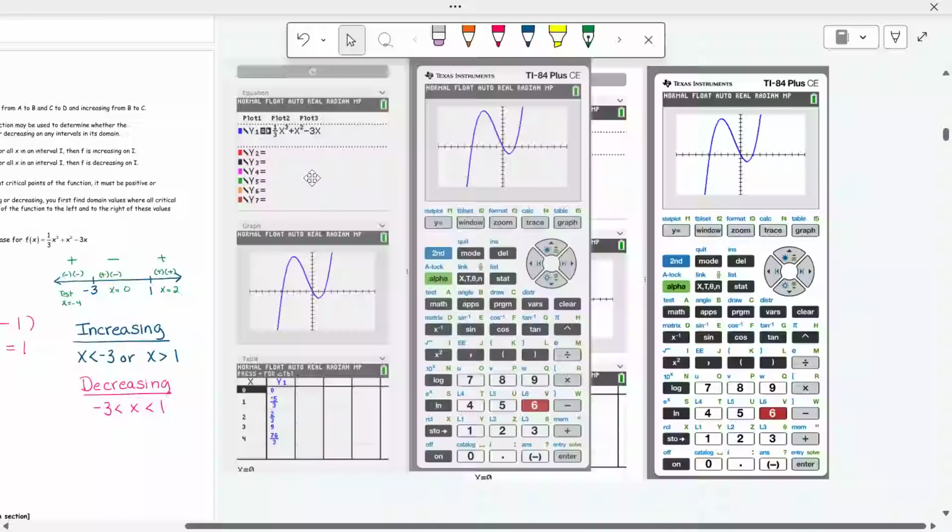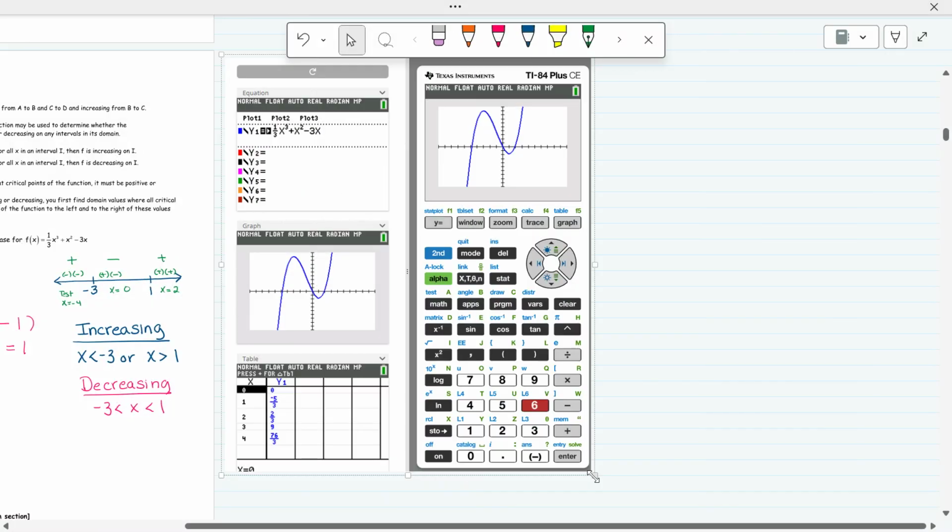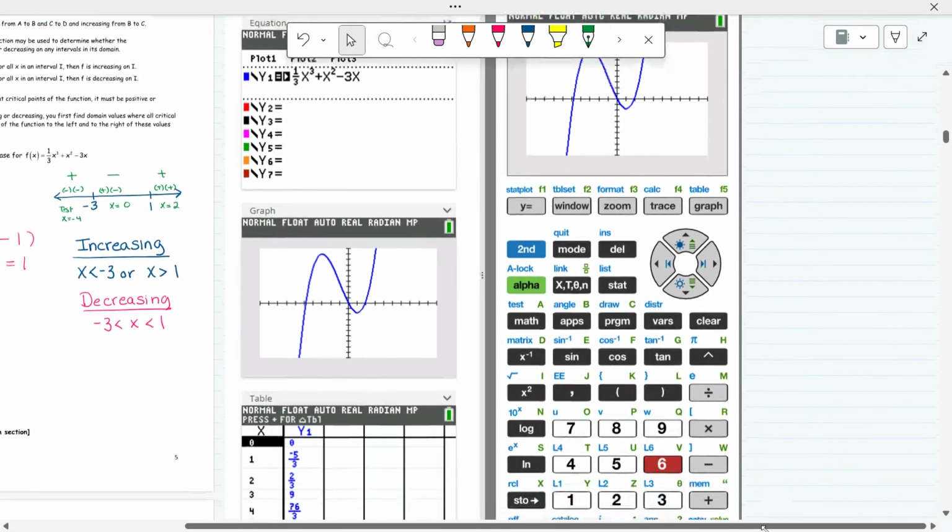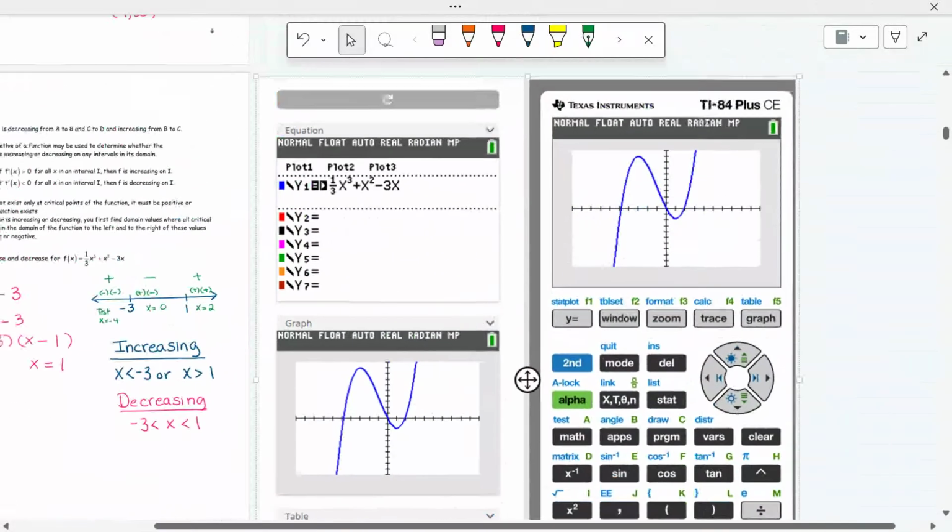This sound effects really help. I know it does, doesn't it? It's true. All right.